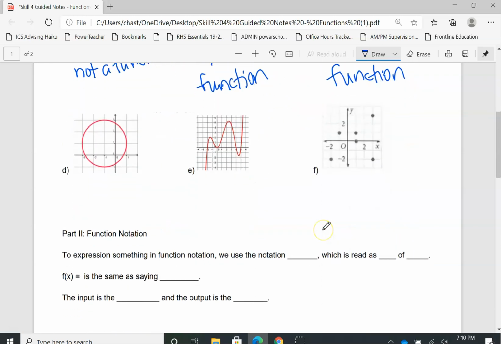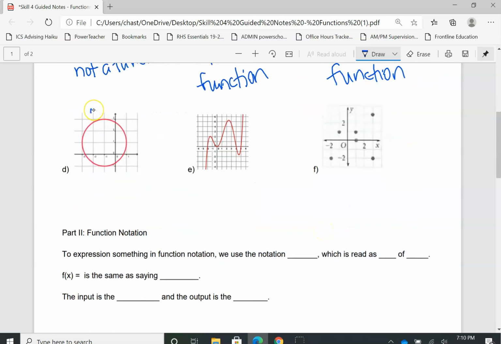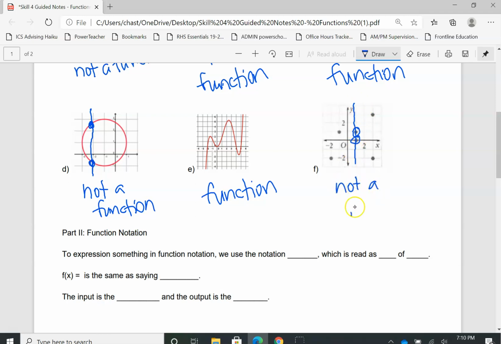On the next one, I can draw a vertical line right here, and we're passing through 2 dots, so this is not a function. On the next one, if you were to draw vertical lines through this graph, this would be a function. There would be no vertical line that goes through 2 points. On the last one, I can see this example right here. We hit 2 dots, so this is not a function.